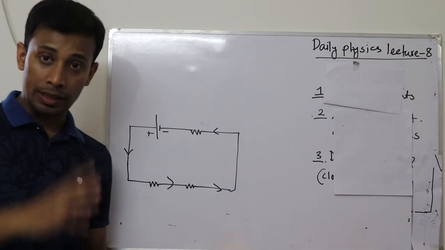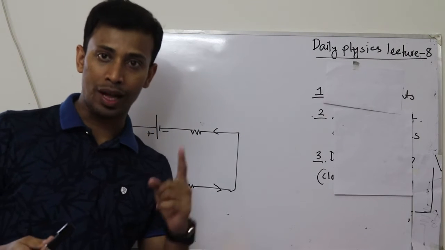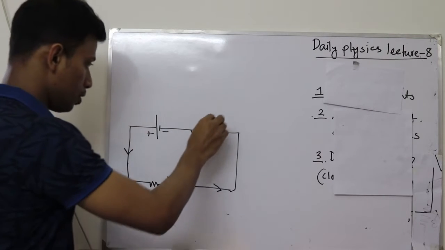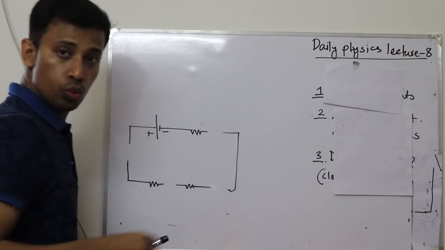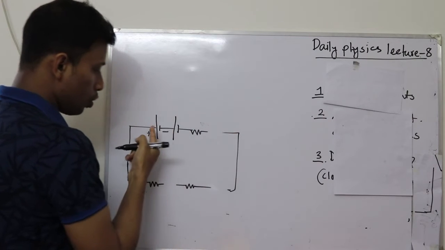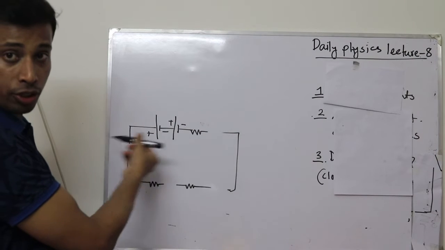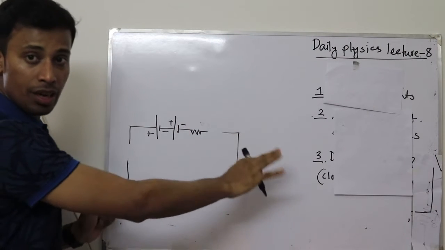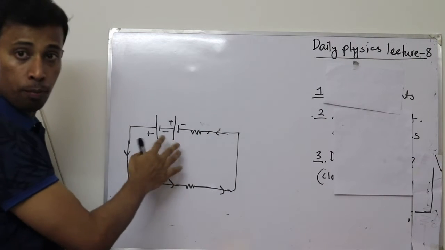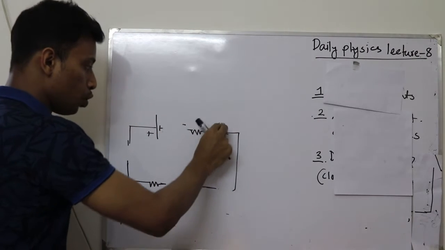But this is only applicable for the one cell scenario. What if we have more than one cell, and their directions are arbitrary? Suppose we have 2 cells and both are acting in the same direction. This is positive and negative, and this is positive and negative. For both cells, the positive side is towards the left and the negative towards the right. So we can say this will be the direction of current flow, as both are acting in this direction.